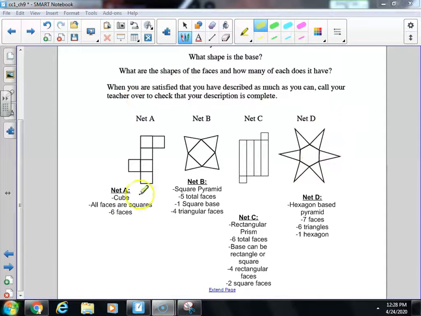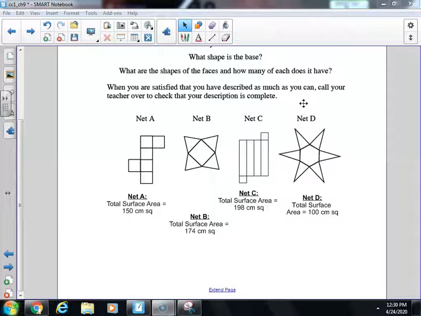So here were the 4 nets we had in question 17. Surface area of net A is going to have 6 different areas. Net B is going to have 5 total areas added together. Net C is going to have 6 total areas added together. And net D is going to have a total of 7 areas added together. So go ahead and predict which has the largest surface area, and then test your prediction.